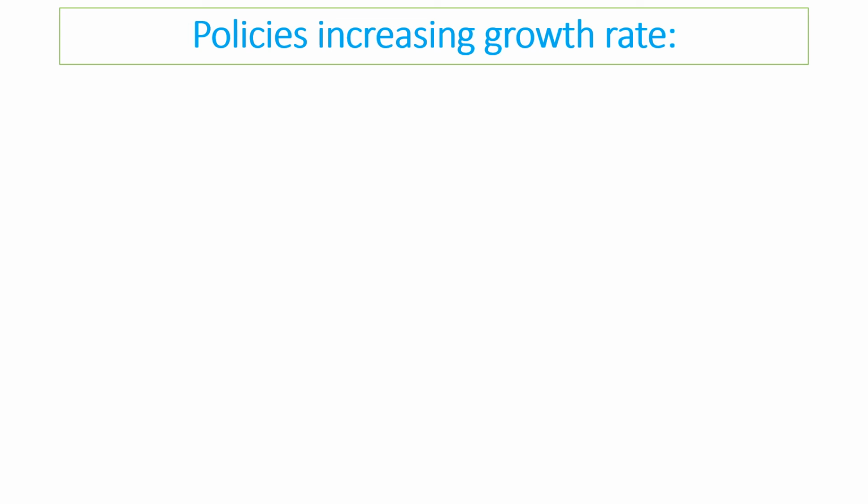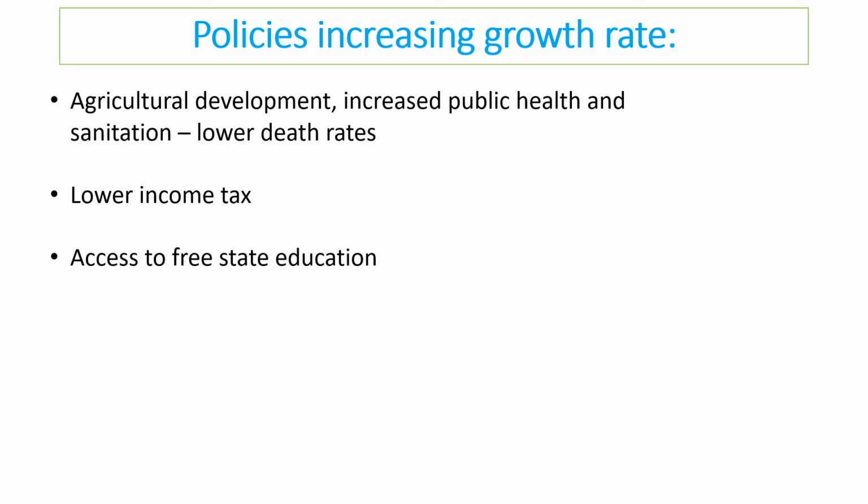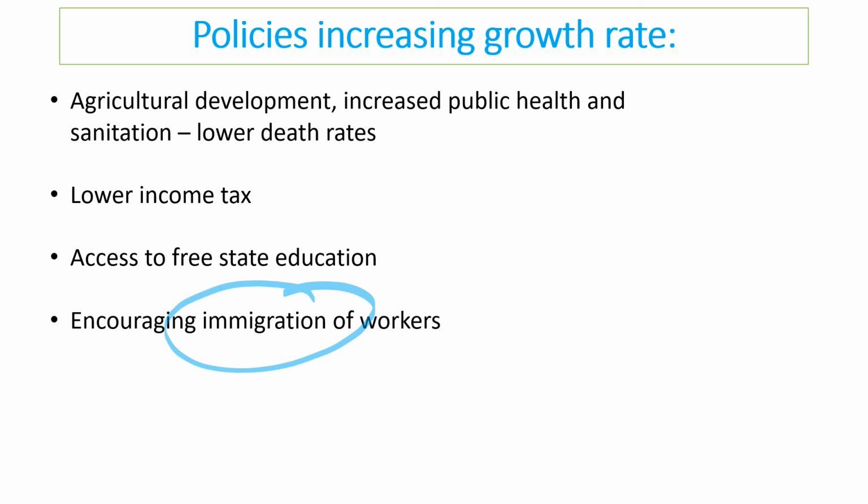If you want to increase growth rates, policies that can do that are often agricultural development and increased public health and sanitation, which results in lower death rates, because that's one of the main ways to increase the population: stop people dying. Lower taxes, which means that people can again survive longer. Access to free state education, so everyone gets a higher quality of life and therefore may live longer again. And immigration is obviously a big thing. The immigration of workers to certain countries has increased the population significantly.